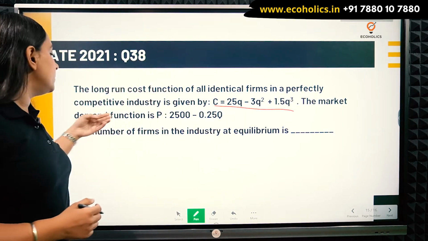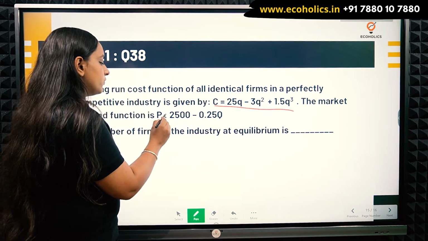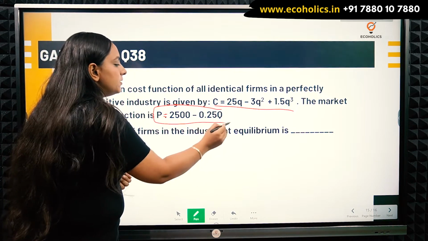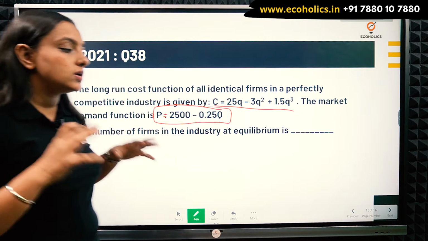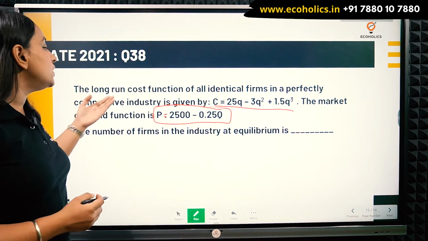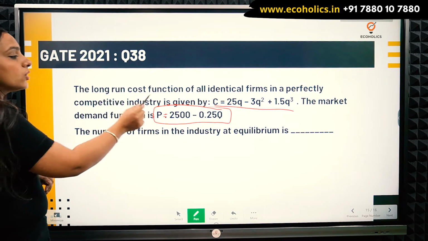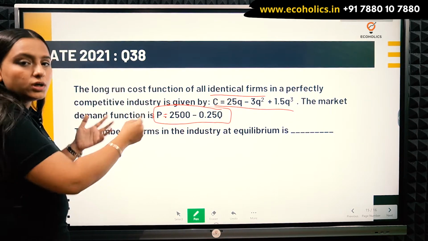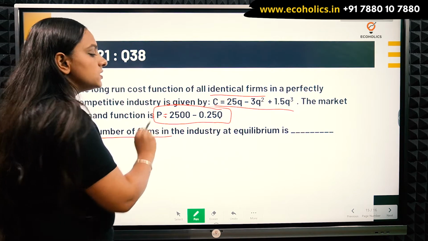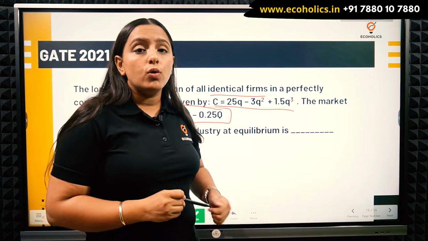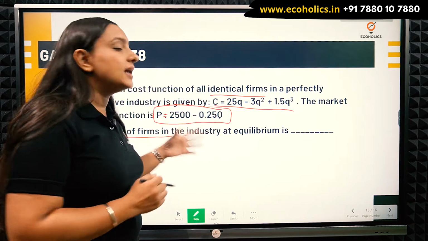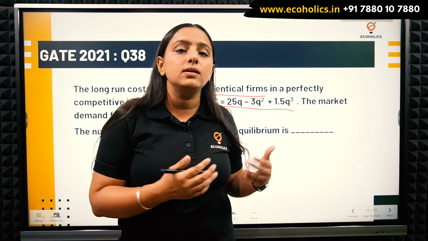The market demand function is P equals 2500 minus 0.25Q. This is the market demand function. It tells me what the demand in the market is going to be at a certain price. We are talking about a few identical firms, and that's exactly what they are asking in the question: the number of firms in the industry at the equilibrium. This is not an MCQ type; you have to find the answer and just write it. So they are asking how many firms would be there at the equilibrium.